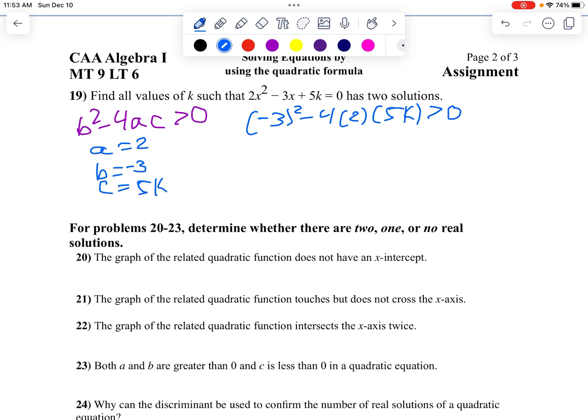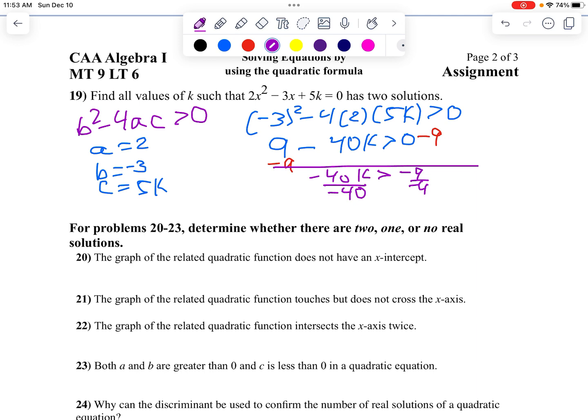Well, let's simplify. So that's 9. 4 times 2 is 8, times 5 is 40k. No, 40, not 8. 40k must be greater than 0. Well, I think I'll subtract 9 from both sides. So then we'll get negative 40k is greater than negative 9. Divide both sides by negative 40. K is less than 9 over 40.